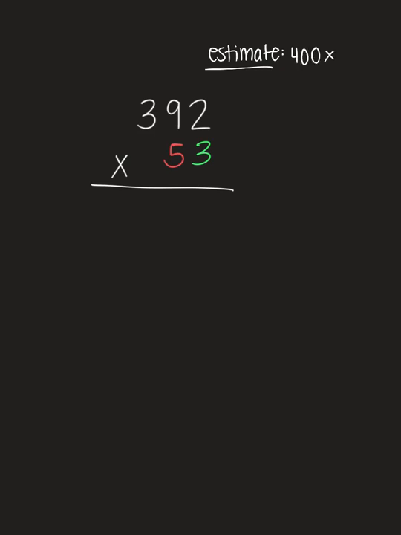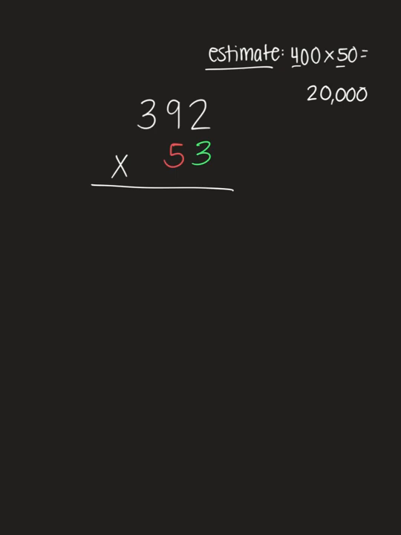times, and I'll change 53 to 50. And then we have our simple problem, 4 times 5 is 20. And then I have 1, 2, 3 more zeros on the end. So we know that the answer to this problem is going to be close to 20,000. And now we can get started multiplying.